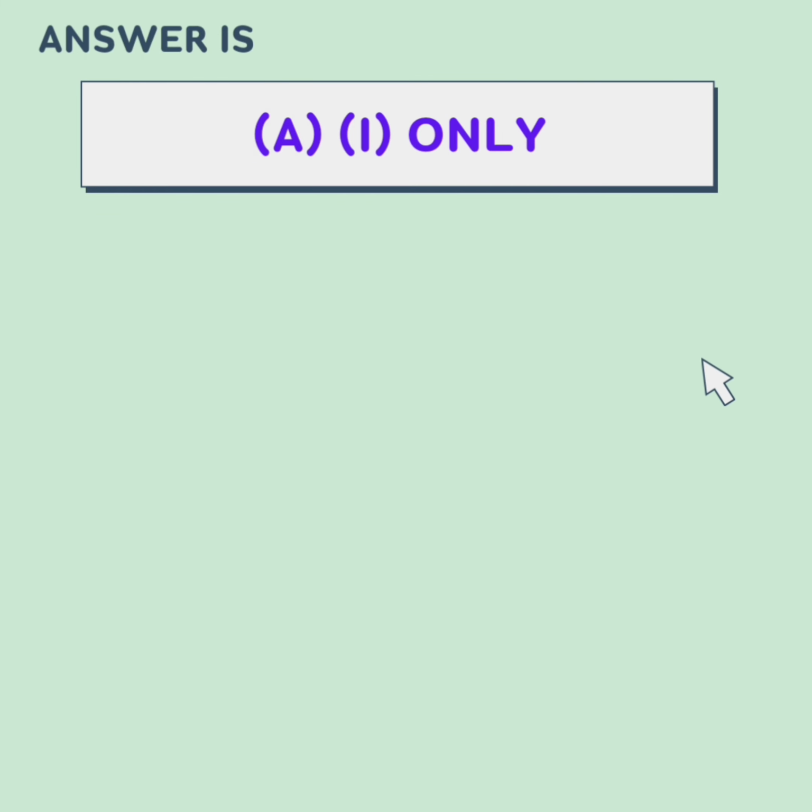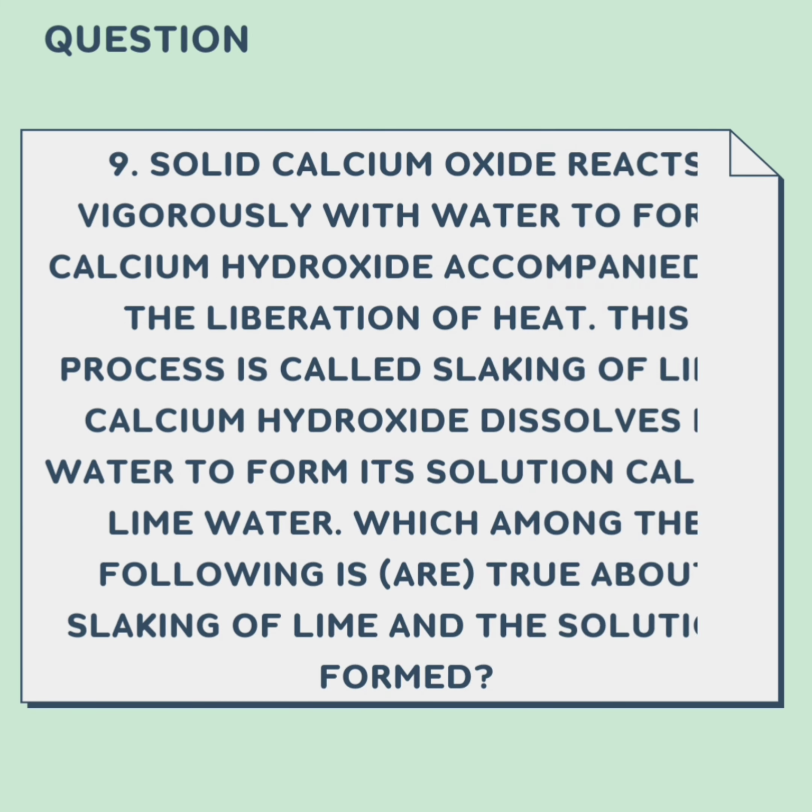1 only. 9. Solid calcium oxide reacts vigorously with water to form calcium hydroxide accompanied by the liberation of heat. This process is called slaking of lime. Calcium hydroxide dissolves in water to form its solution called lime water. Which among the following are true about slaking of lime and the solution formed?